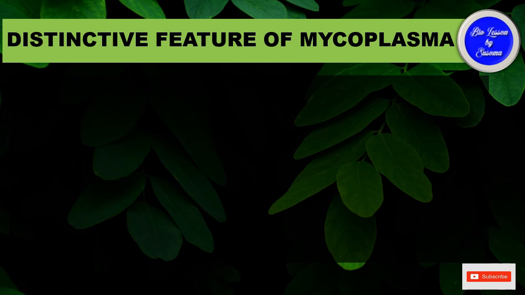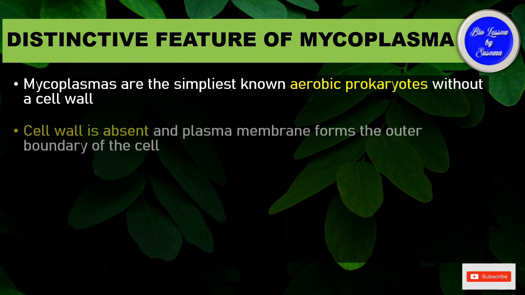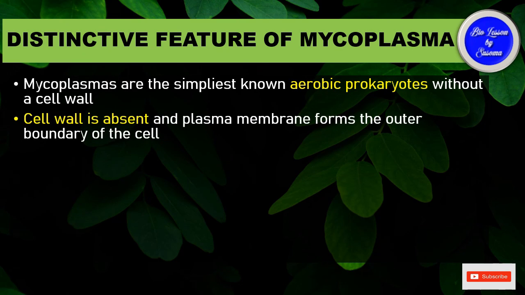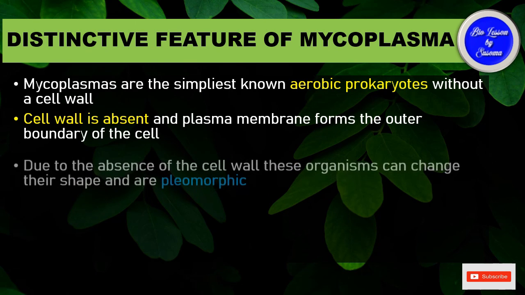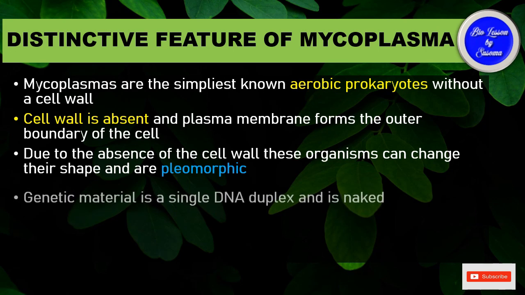Next, what are the distinctive features of Mycoplasma? Now, Mycoplasma belongs to the Eubacteria or bacteria. Mycoplasmas are the simplest known aerobic prokaryotes without a cell wall. Cell wall is absent and plasma membrane forms the outer boundary of the cell. Due to the absence of the cell wall, these organisms can change their shape and are pleomorphic.